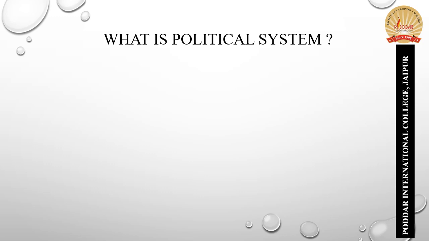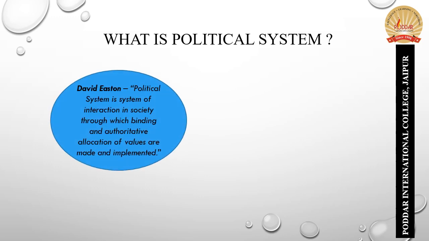Now coming to what is a political system. According to David Easton, a political system is a system of interaction in society through which binding and authoritative allocation of values is made and implemented. The basic line is the allocation of values according to David Easton. This is the political system.